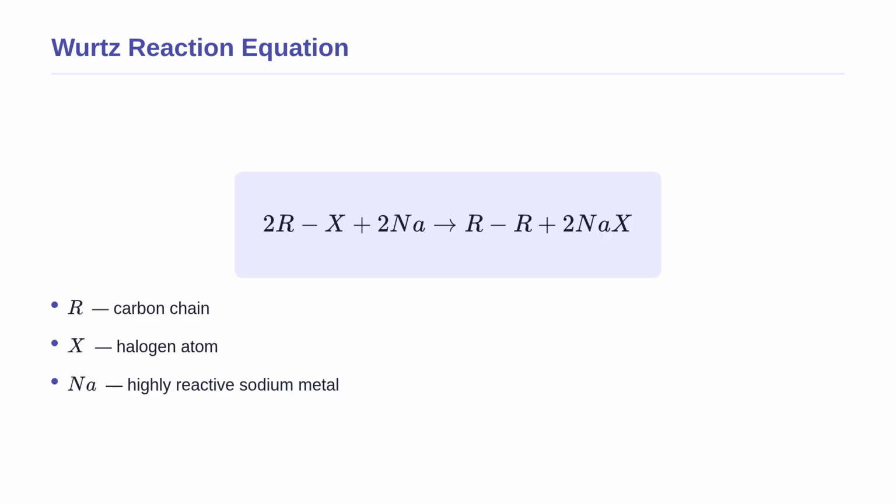Let us look at the general chemical equation for this stitching process. The formula shows two molecules of an alkyl halide reacting with two atoms of sodium. The symbol R stands for the carbon chain and X represents the halogen atom. Na represents sodium metal, which is highly reactive and strongly attracted to halogens. The sodium atoms aggressively pull the halogen atoms away, forming a salt. This leaves behind two unstable carbon chains that immediately bond to each other to form the new, longer, symmetrical alkane. Increasing the sodium speeds up the reaction.